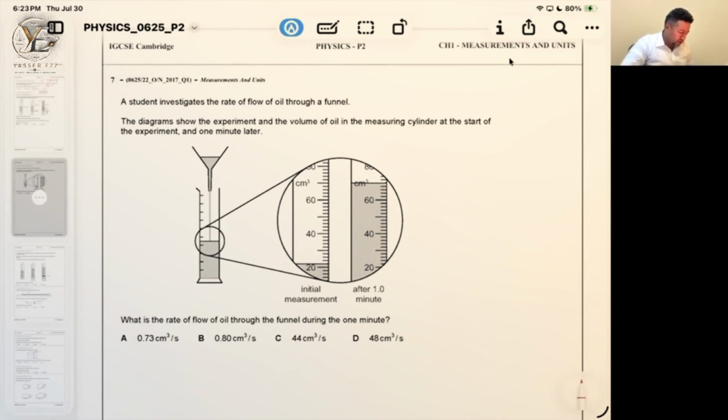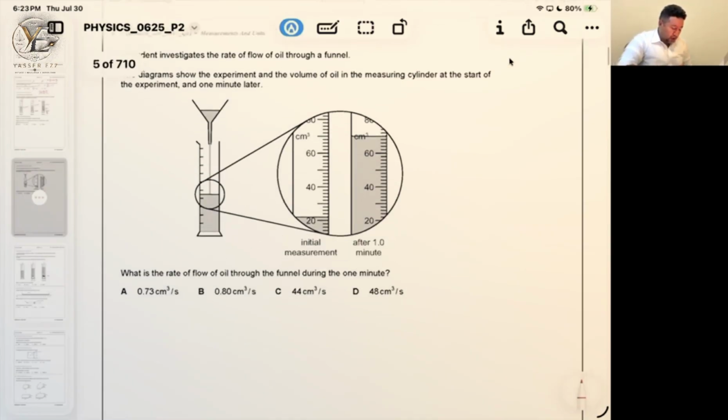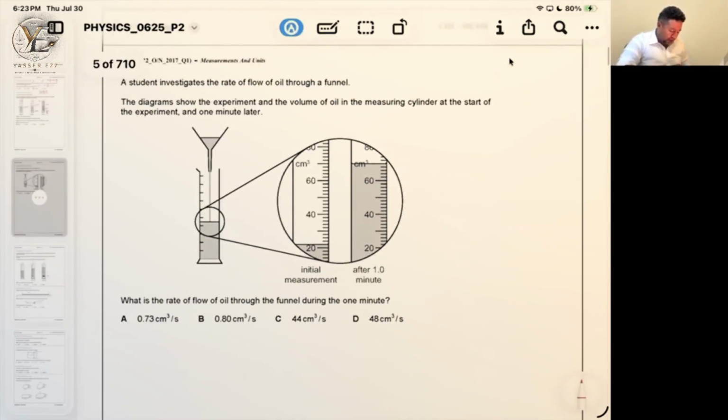The diagrams show the experiment and the volume of the oil in the measuring cylinder at the start of the experiment and 1 minute later. What is the rate of flow of oil through the funnel during the 1 minute? We are going to find the rate of flow during the 1 minute, and then we are going to choose the correct answer, and you will observe that the rate of flow here is per second, not per minute. So we need the result divided by 60 in order to find the correct choice.